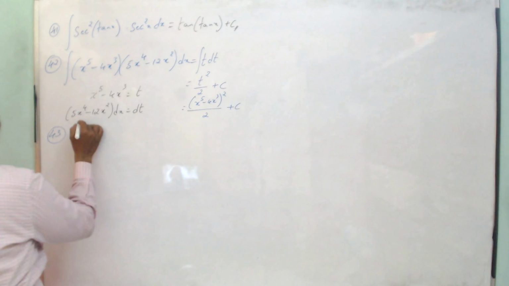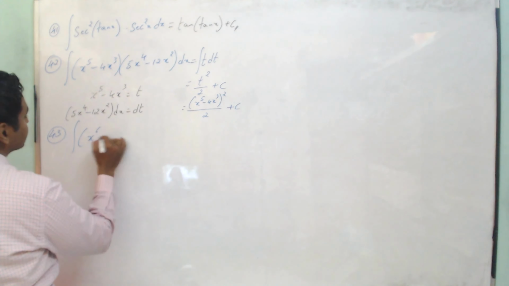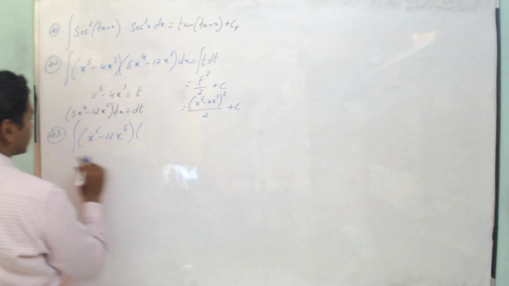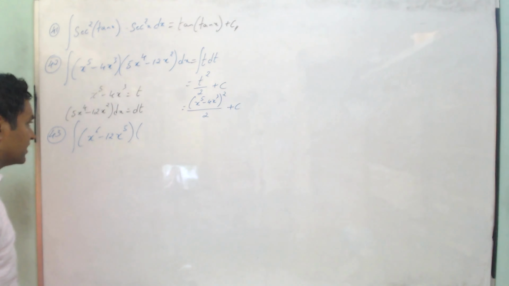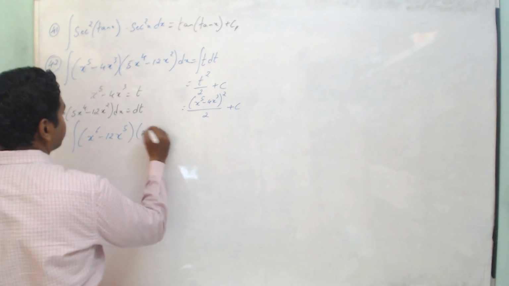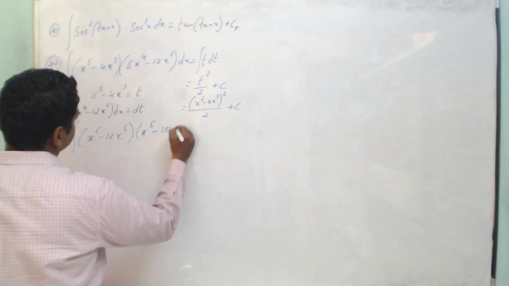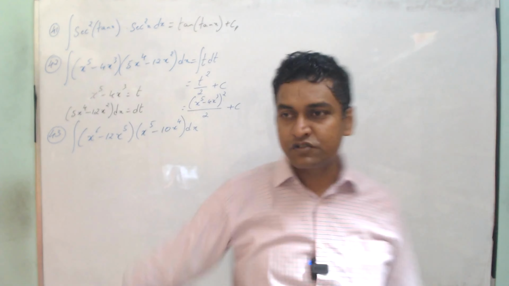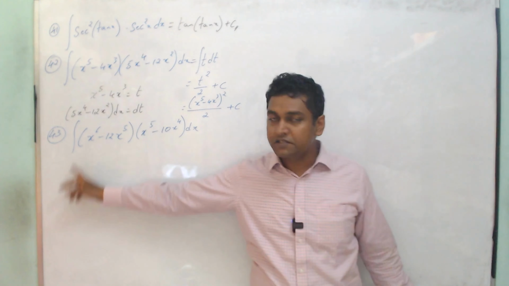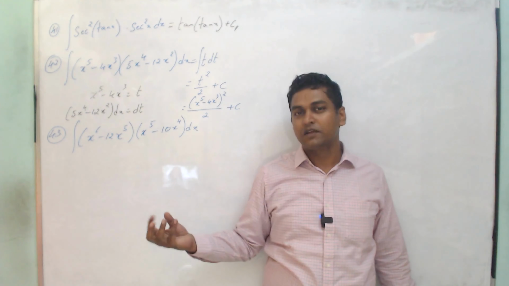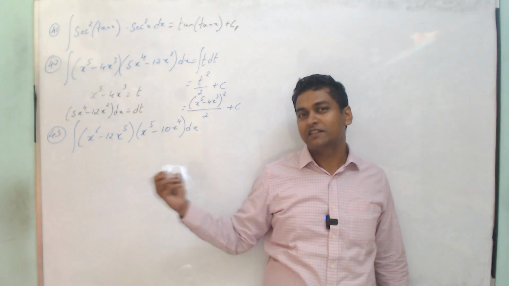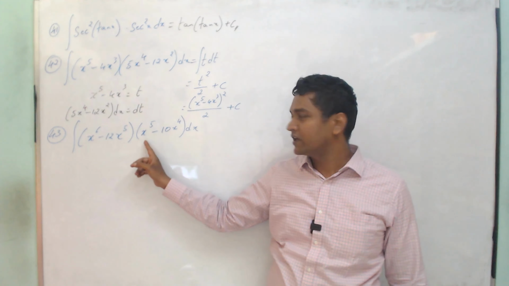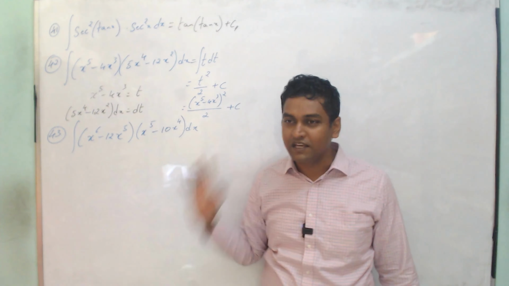Okay, 43. Again I am giving a similar one. Integral of x power 6 minus 12x to the power 5 into x to the power 5 minus 10x to the power 4 dx. Did you note down the previous two? Yes. Okay, I'll repeat this. There is a chance that you will not be able to identify the easy part of it. Integral x power 6 minus 12x power 5 into x power 5 minus 10x power 4 dx. All the best.